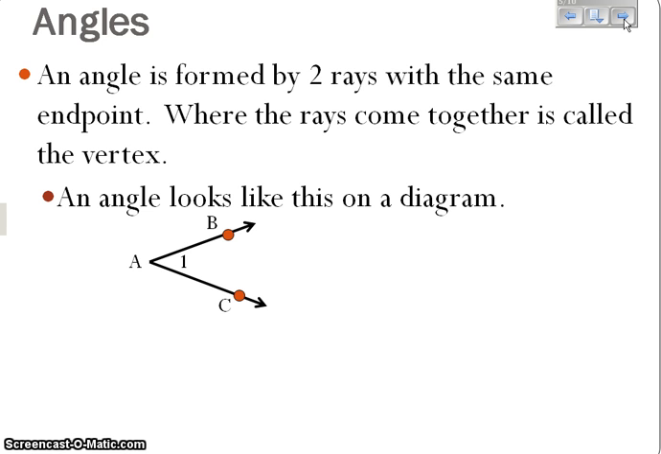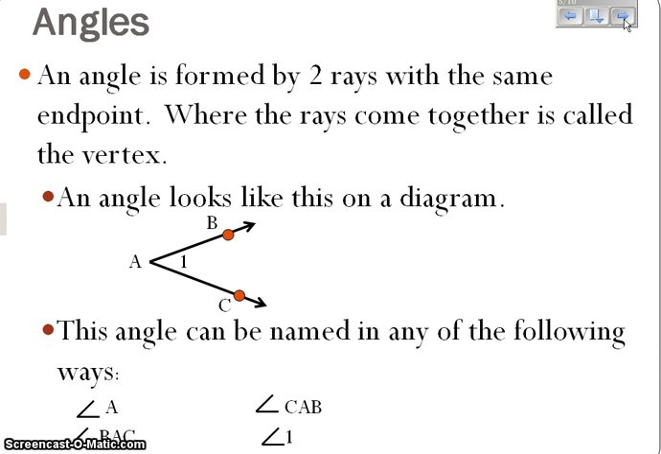You can also see there's a little 1 inside the angle, and sometimes your angles are given a number, so we could call this also angle 1. Okay, there are some specific ways we can name this angle. The first one is angle A, and that's what that little sign that looks like a cute angle is. It's angle. So angle A, so you can just name it by the vertex.